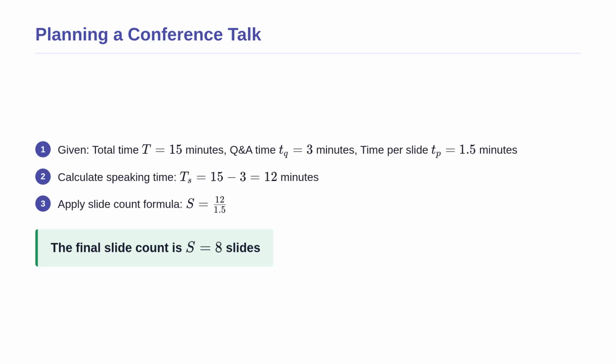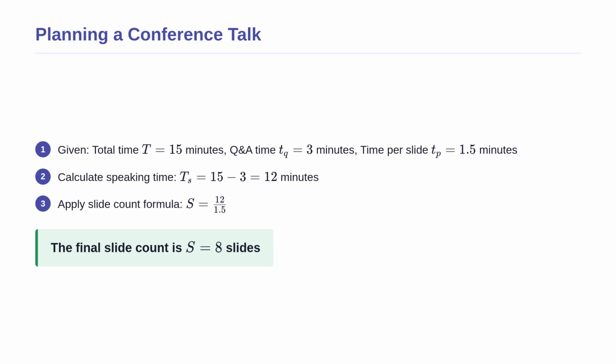Let us see this formula in action with a concrete example. Imagine a student is invited to give a seminar with a strict total time limit of 15 minutes. They must reserve 3 minutes for questions, and they plan to spend an average of 1.5 minutes explaining each slide. First, we find the actual speaking time by subtracting the 3 minutes of question time from the 15 minutes of total time, giving us 12 minutes of speaking time available.